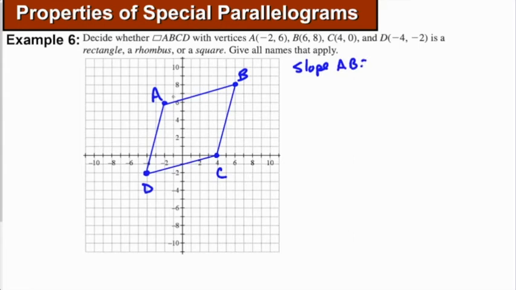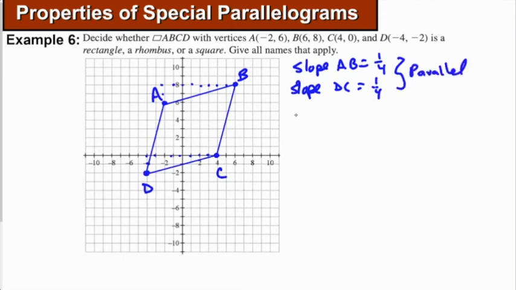of AB. If we start at A, we go up 1, 2, and we go to the right 1, 2, 3, 4, 5, 6, 7, 8. So rise over run is 2 over 8, or 1/4. The slope of DC, the opposite side, we can go up 1, 2, and then right 1, 2, 3, 4, 5, 6, 7, 8. We see that is 1/4. So these are parallel.